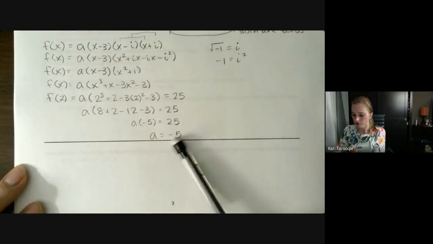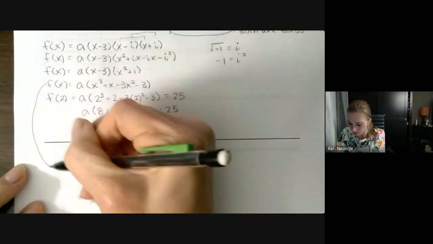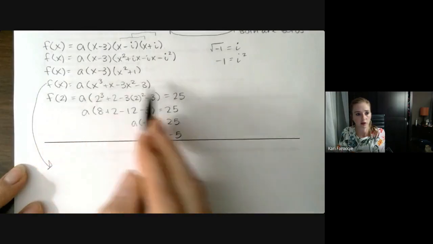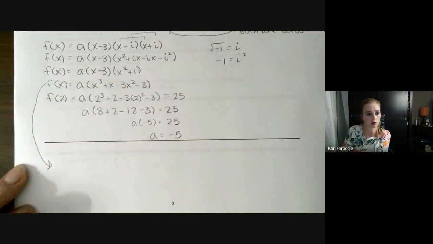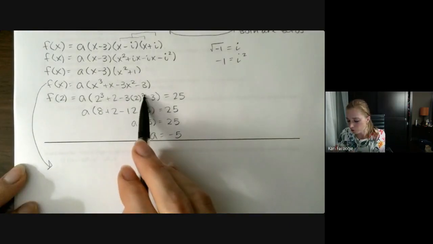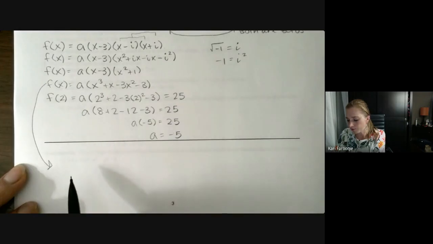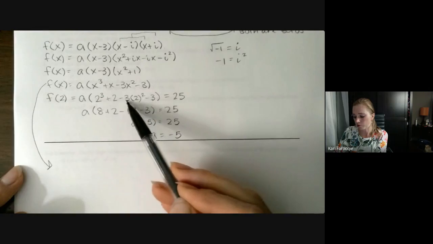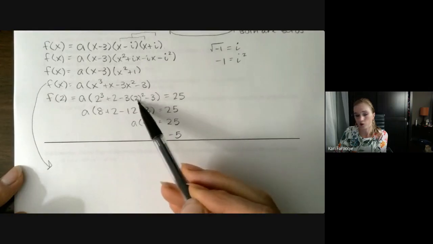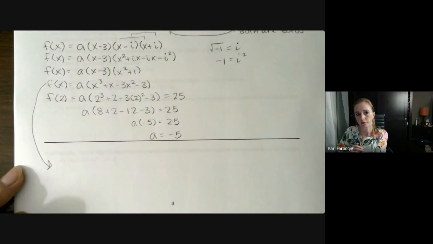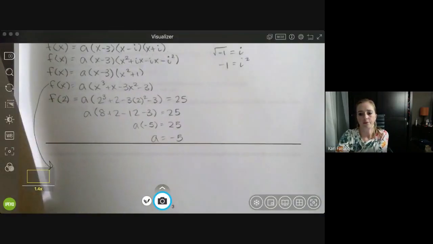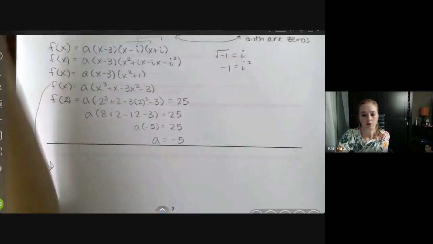Excellent. Once you have a, plug it back in. I'm going to go back to this step in my function where I had f of x equals a times x cubed plus x minus 3x squared minus 3. Where did I get 12? Oh, because I took 2 squared, which is 4, and multiplied it by 3. Don't forget your order of operations. Some of you might have accidentally taken 3 times 2 and then squared it. Be careful. Does that answer your question, Angel? Yes, excellent. Wonderful.